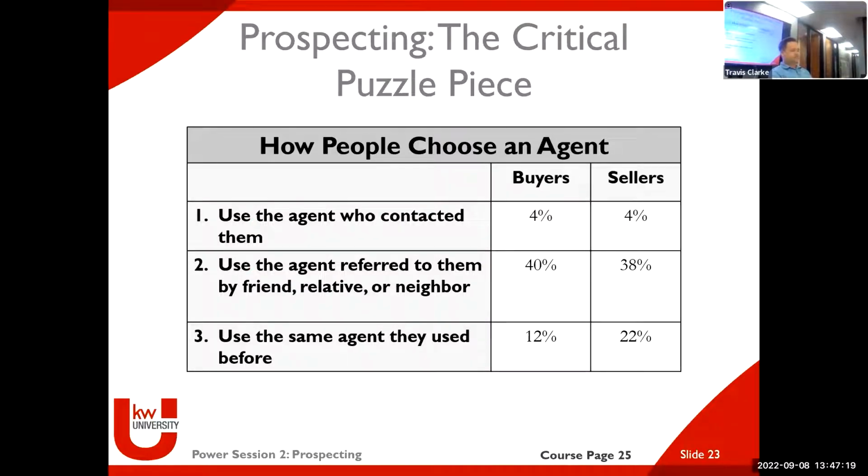It just talks about how people choose an agent. Use the agent that contacted them, only 4%. So making cold calls, I thought it was lower than 4%. Statistically, if you're going to make 100 calls, I think it's something like 1. If you make 100 calls, 1 person might answer, or if you make 150, 1 person might answer.